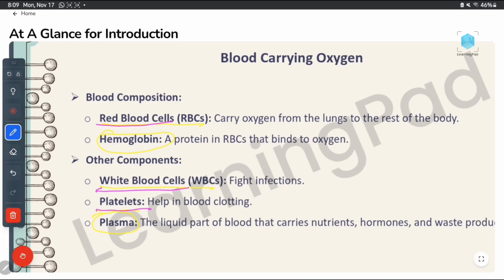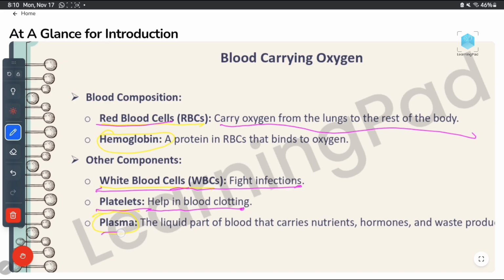Now what is the function of RBC? They help in carrying oxygen from the lungs to the rest of the body. What is the function of WBC? It helps in fighting infections. What is the function of platelets? They help in clotting of blood whenever injury occurs. So this is the solid part of the blood.